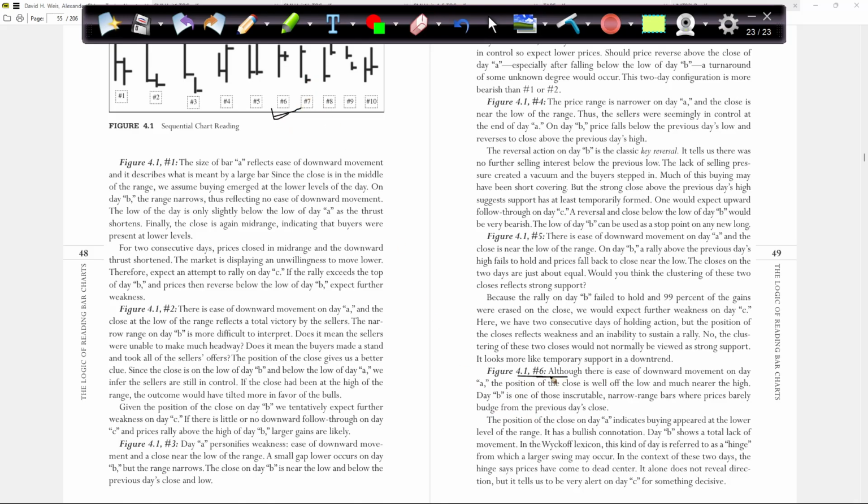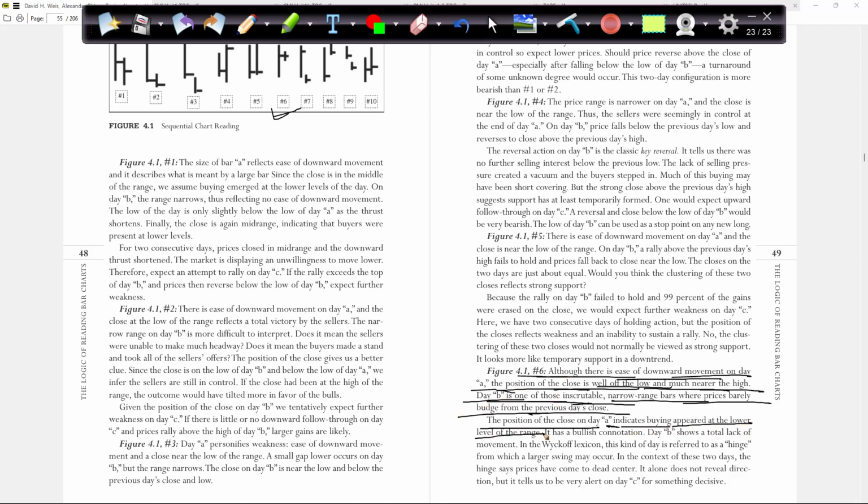Figure 4.1 number 6. Although there is an ease of downward movement on day A, the position of the close is well off the low and much nearer the high. Day B is one of those incredible narrow range bars where prices rarely budge from the previous day's close. The position of the close on day A indicates buying appeared at the lower level of the range. It has a bullish connotation.